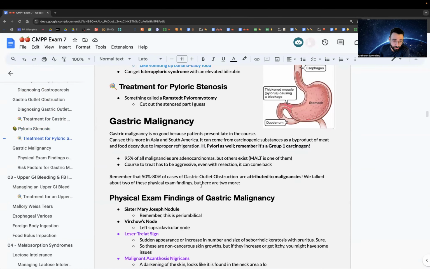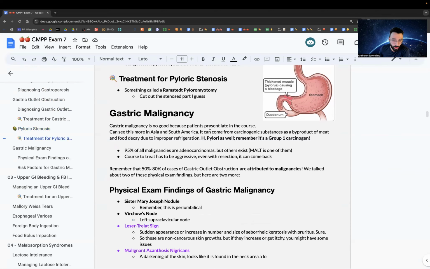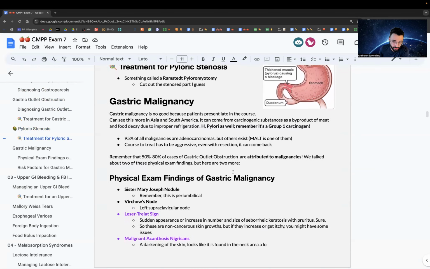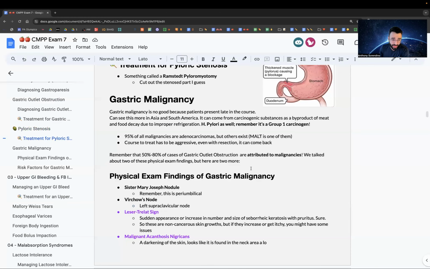Okay, so gastric malignancy, we're going to move on to. So this is no good because patients present very late in their course. We're going to see this more in Asia and South America. And this one can actually come from carcinogenic substances as a byproduct of meat and food decay. So improper refrigeration is going to cause this, as well as H. pylori, because remember, it's a group 1 carcinogen.